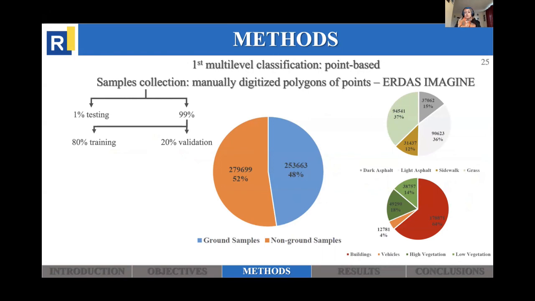And those pie charts visualize the share of each observed class in the collected training data sets. So basically, 8 classes were observed in the scene: 4 ground classes, dark asphalt, light asphalt, sidewalks, and grass, in addition to 4 non-ground classes, buildings, vehicles, high vegetation, and low vegetation.